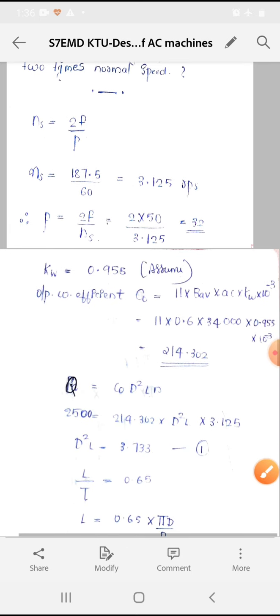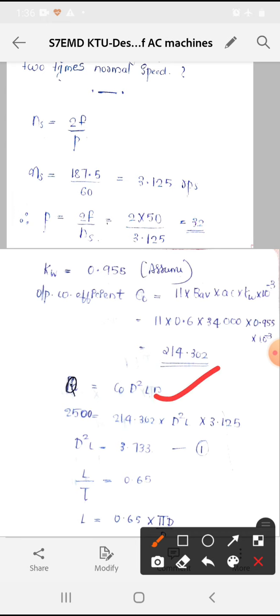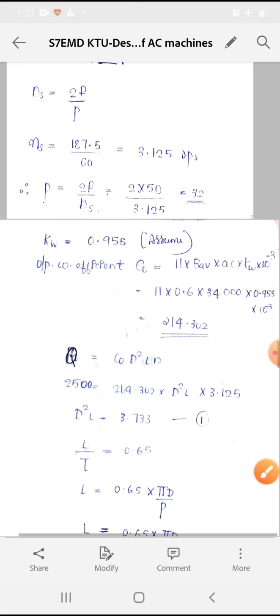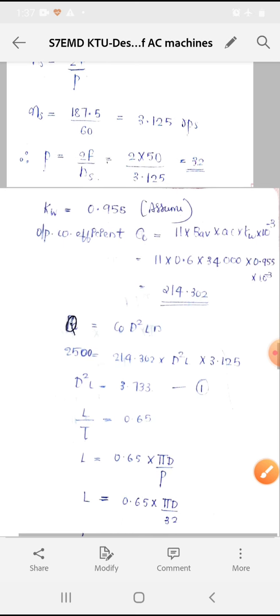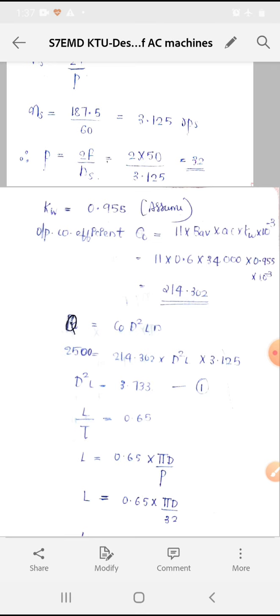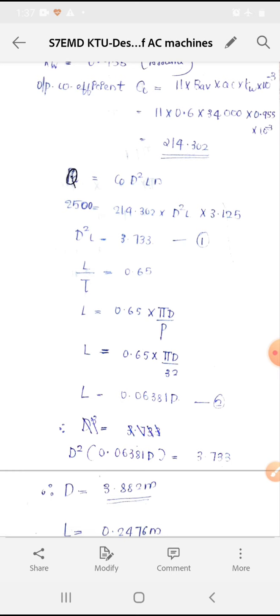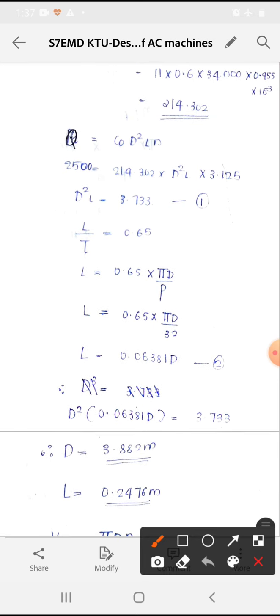Next, we know that the output equation is CO d square L into Ns. First, we find out the output coefficient CO from the equation 11 BAV AC Kw in 10 raised to minus 3. BAV and AC is given in the question, Kw is assumed. While substituting this equation, we will get equation number 1. And in the question, it is given as circular pole of ratio 0.65. So substituting this, L by tau is equal to 0.65 and tau is pi d by p. Substituting the value of p, we will get equation number 2. Solving equation 1 and equation 2, we will get the main dimensions capital D and capital L.